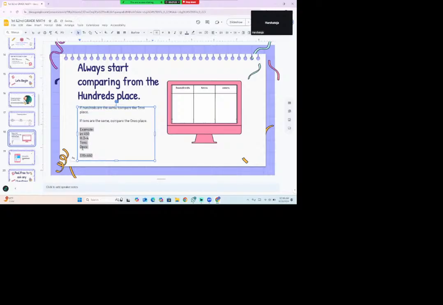Now, what would we do if this was also 450? 450 versus 450. So then the hundreds place would be the same, tens place would be the same, and the ones place would also be the same. Therefore, we can say 450 is equal to 450.